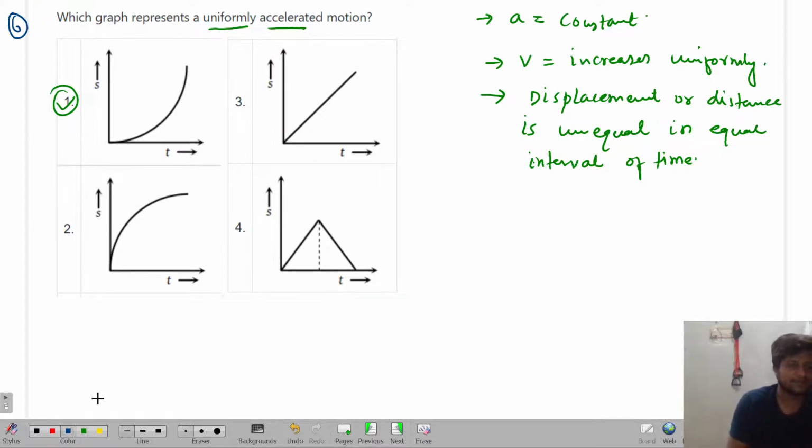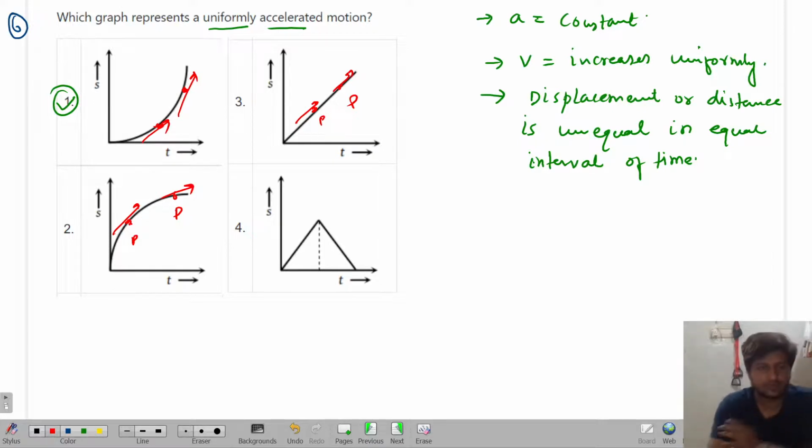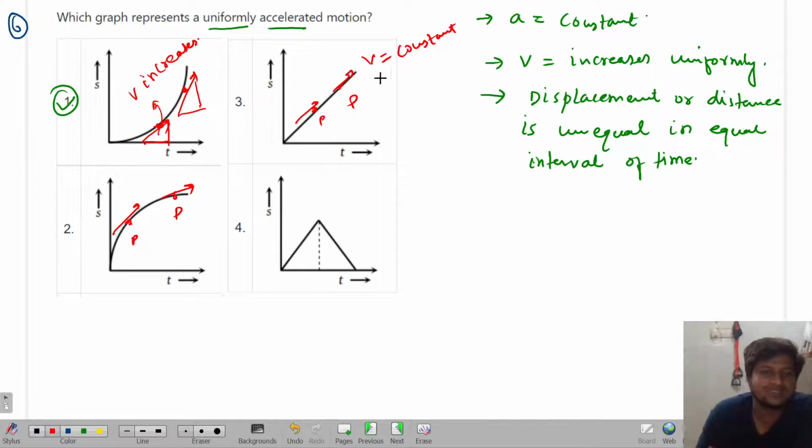So how to verify that? Look over here, select the points in these displacement time graphs, and draw the tangents there. At this point P, draw the tangents. So what you observe is that in the first graph the tangents are pointing upwards. That means what? The sizes of the right angle triangles are increasing. That means velocity is increasing. Second case, what happens? Similar triangles you are going to get. That means velocity is constant, because tangents mean slope.